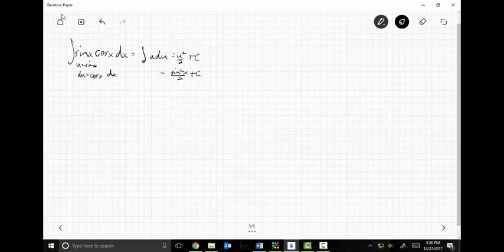However, what would happen if, say, I did this? What if I did sine cubed of x times the cosine of x dx? Okay? Now what happens? Well, there's a hint here. There's a super sweet, nice little hint, and it's this odd power right here, okay?